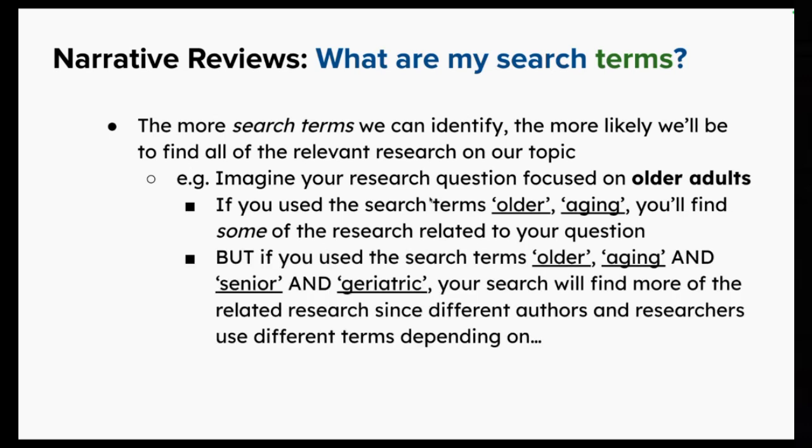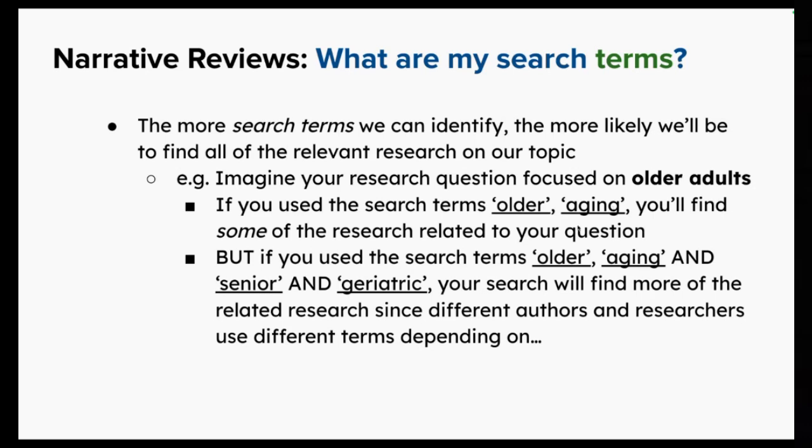So if you use the search terms older and aging, but you also use the search terms senior and geriatric and as many other ones as you can think of, your search is going to find more of that related research. It's really going to impact the impact of your narrative review if you have few search terms and you're only searching a narrow slice of the database.